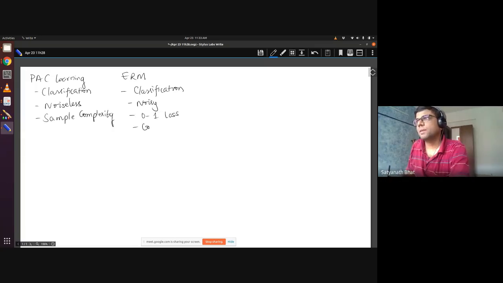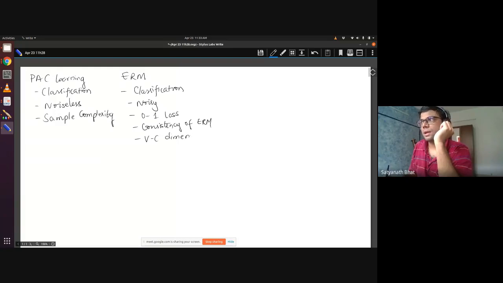We saw what is meant by consistency of empirical risk minimization, and then we saw what the VC dimension is. A key thing is that if you have a number of data points 10 times the VC dimension, that's a thumb rule. It's not that it always holds, but if you have more than 10 times the VC dimension, then there is hope that you will be able to learn the best in the bag. So that's what we saw.